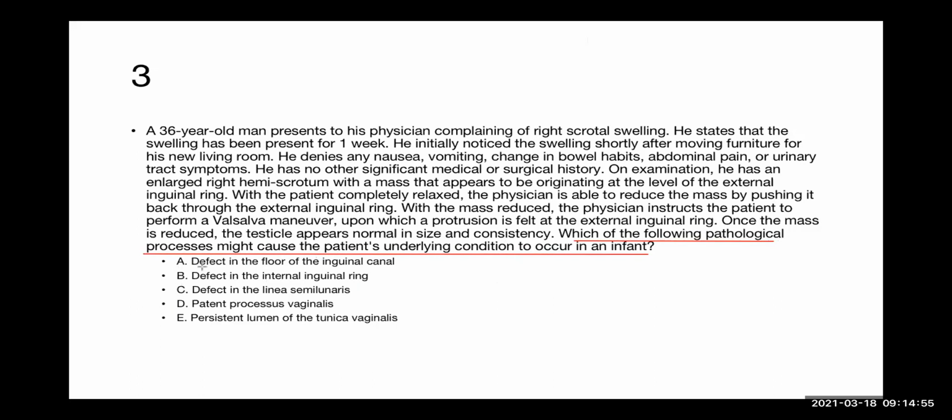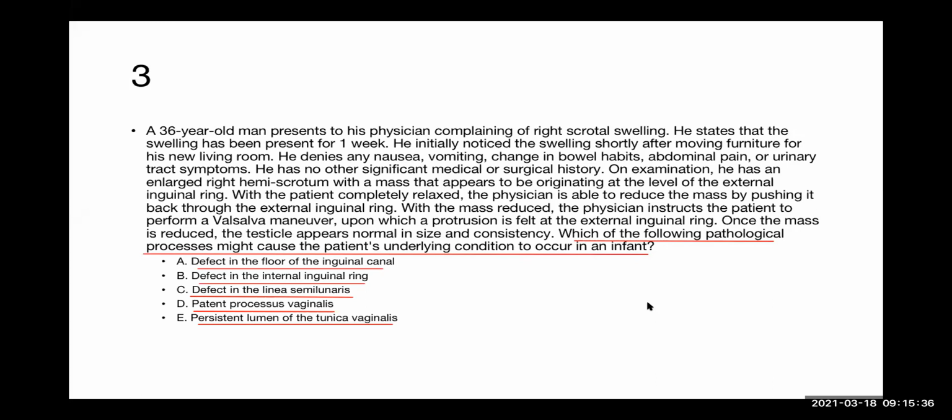A is defect in the floor of the inguinal canal. B, defect in the internal inguinal ring, also known as deep inguinal ring. C, defect in the linea semilunaris, which is the border of rectus abdominis. D, patent processus vaginalis, and persistent lumen of the tunica vaginalis. So which one is the correct option here? I'm sure you have got the question. If an infant gets an inguinal hernia, what mechanism is responsible for that inguinal hernia? That is the question here.